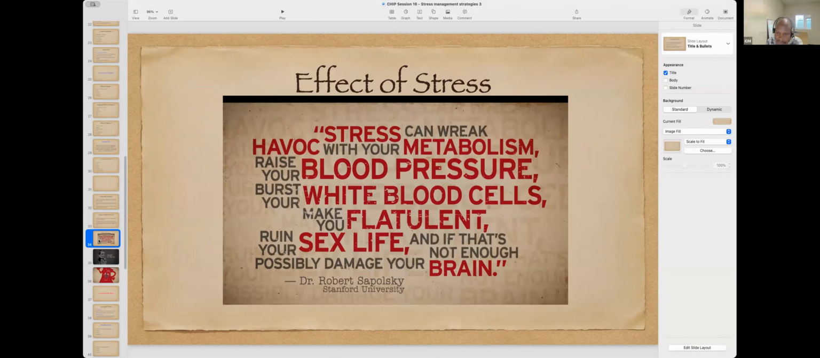Robert Sapolsky, professor at Stanford, once said, stress can wreak havoc with your metabolism. It can raise your blood pressure. It can burst your white blood cells. It can make you flatulent, can ruin your sex life. And if that's not enough, it can actually damage your brain.